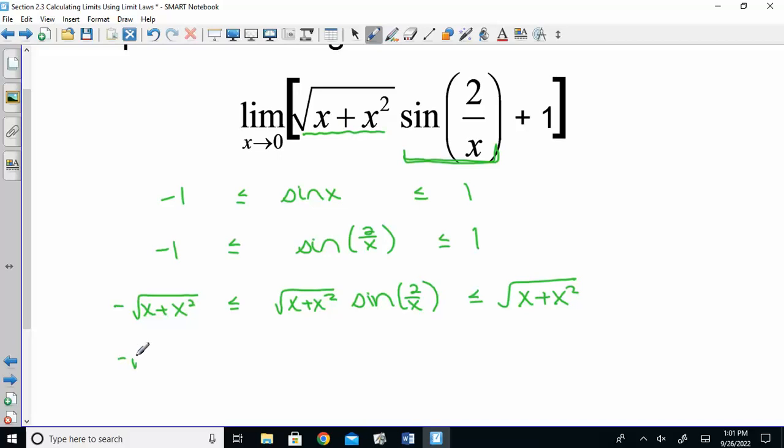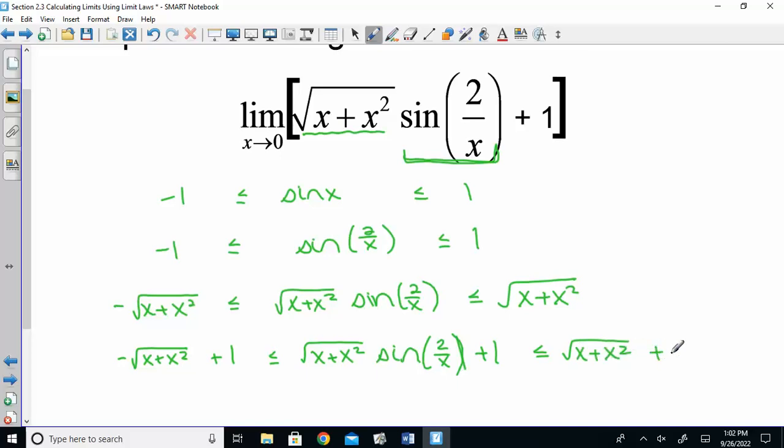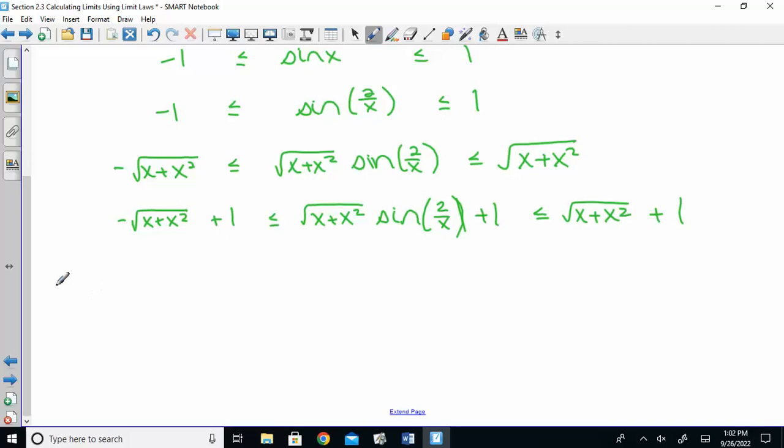What's the next thing I need? Plus 1. And if you add 1 to each piece of the inequality, that's legal. So we can just tack a plus 1 on the end of everything. Alright, we're almost there. Now what? A limit.